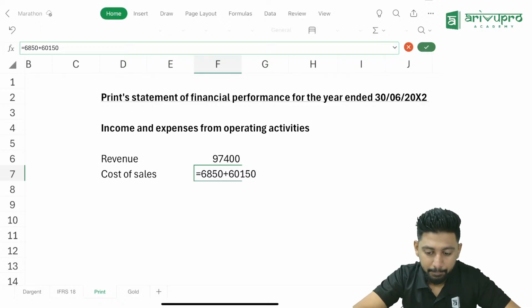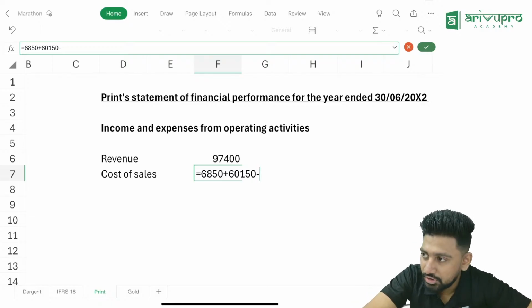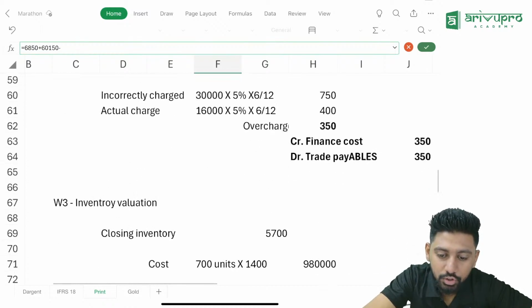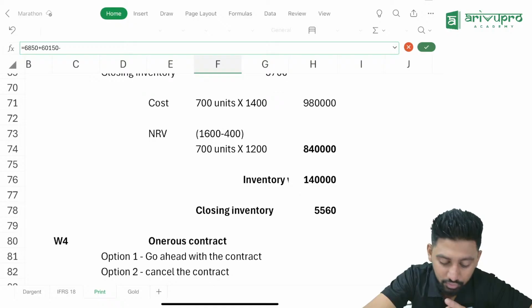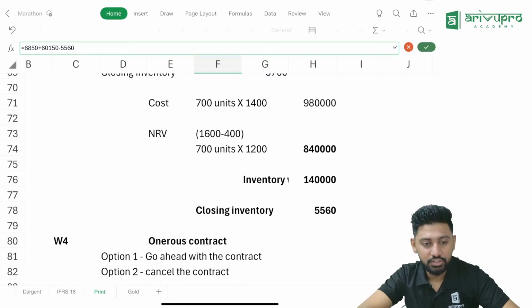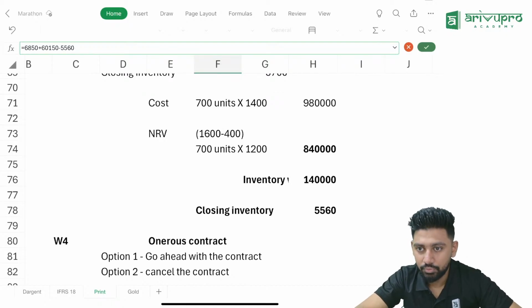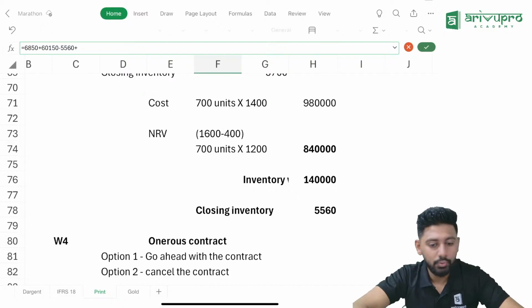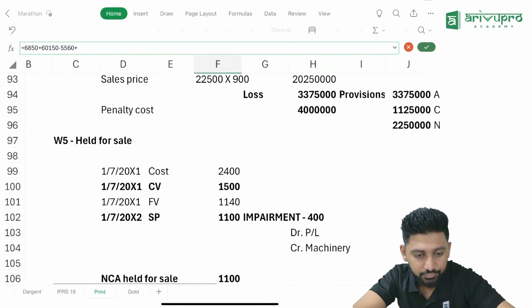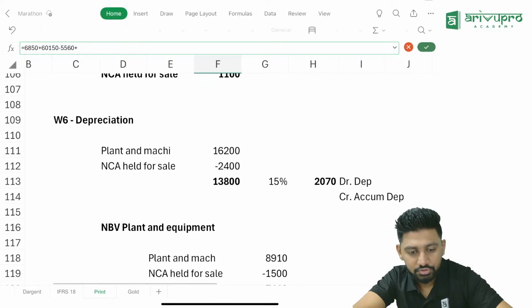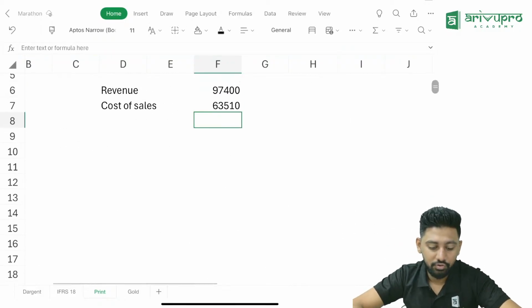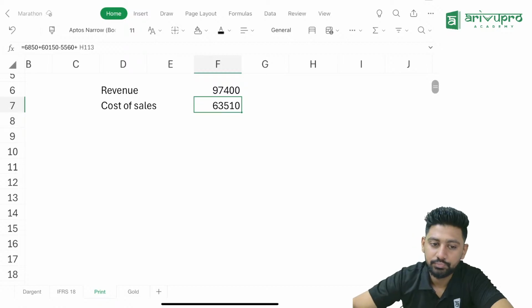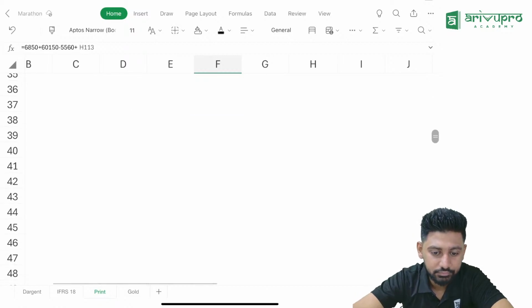60,150 minus, did you do any adjustments? Yes, your inventory, you got your closing stocks. Our closing stocks were 5,560. So we have entirely accounted for our closing stocks. Perfect. There is depreciation, so we are going to add depreciation. How much is our depreciation? Our depreciation was 2,070. Therefore, 63,510. Are we clear?